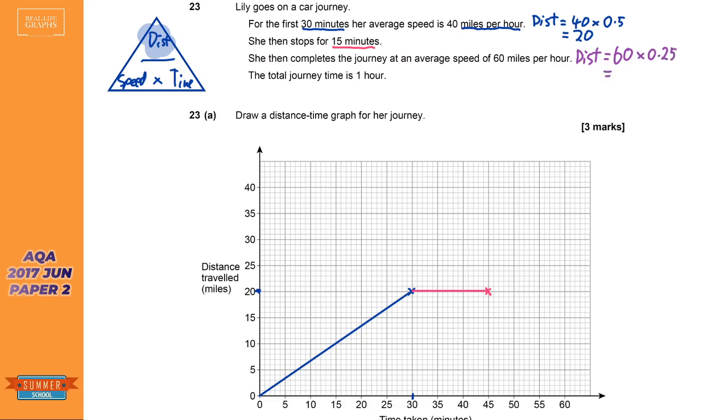To find a quarter of something, normally you halve it and then halve it again. So half of 60 is 30, half of 30 is 15. The distance will be an extra 15 miles. So an extra 15 miles will be 20 plus 15, which will be 35. So it will be up here.